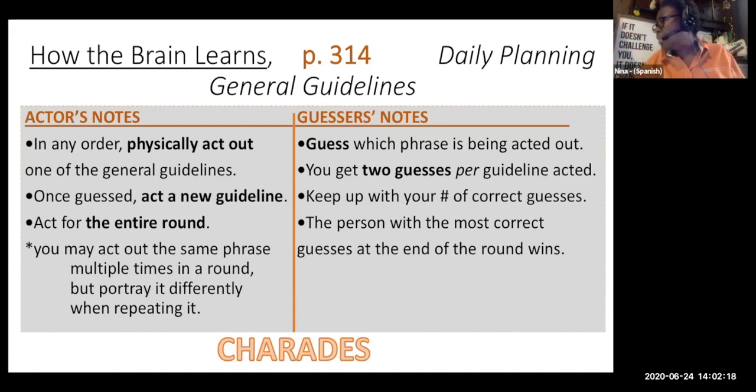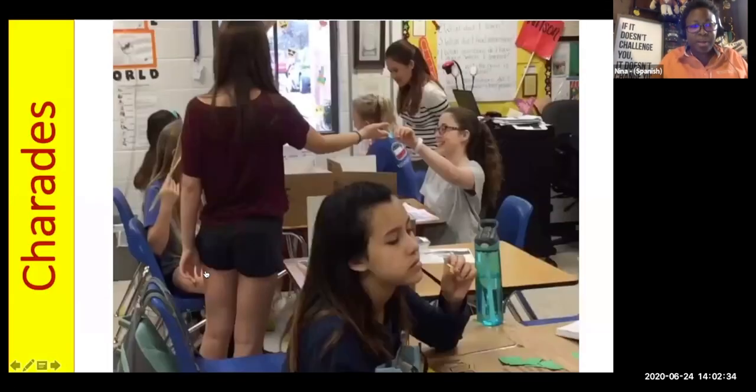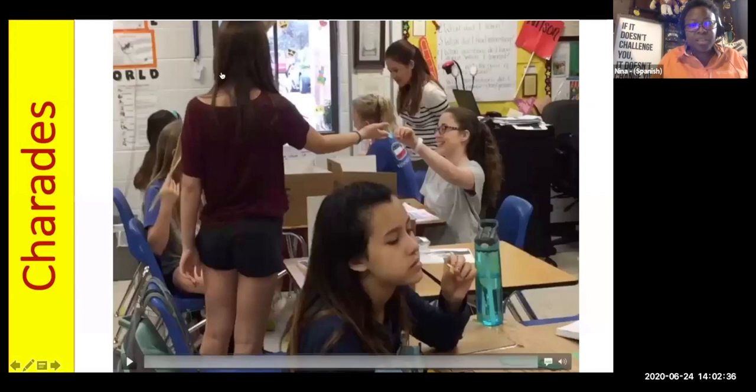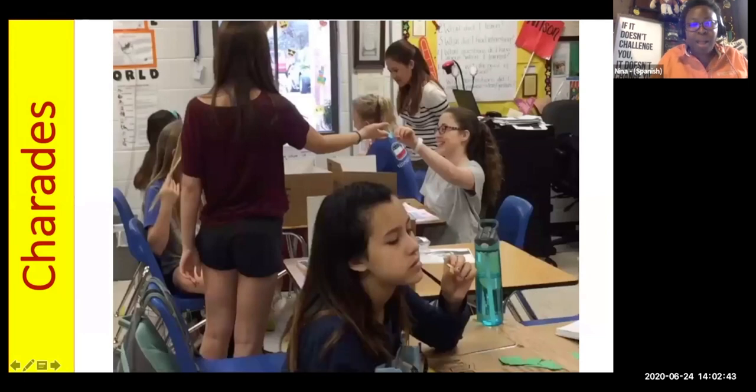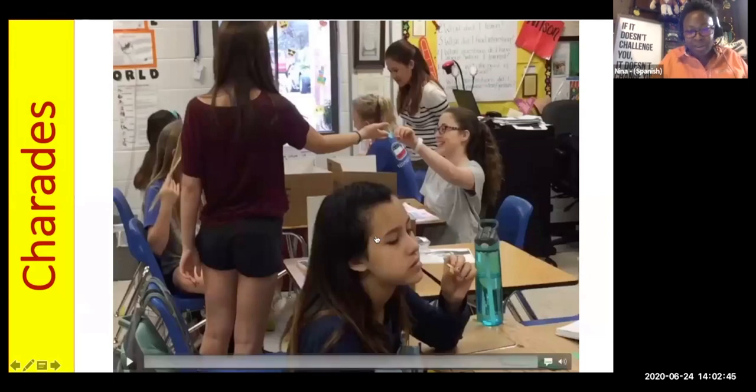Back to our reading, there are eight different options that they talk about for ways to instruct. And those are the ones that I wanted us to use for charades. This is actually, whoever just brought up ClassDojo, this is actually from my ClassDojo. I pulled this from there.